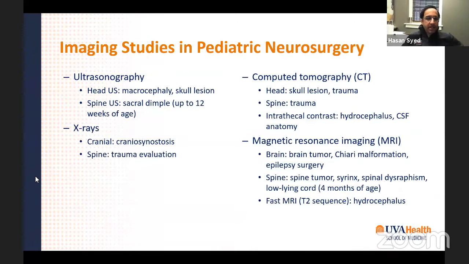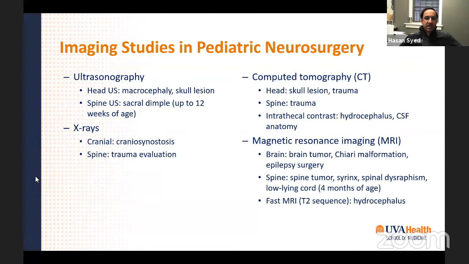So moving on, in terms of imaging studies in pediatric neurosurgery, all these imaging studies do have their place. Ultrasound is used frequently as well. It really provides an opportunity to evaluate neonates for IVH and ventricular size, but it is more difficult to assess the posterior fossa. Serial ultrasounds, as we talked about, can evaluate for progression of ventriculomegaly. X-rays are important in terms of trauma evaluation, but also for cranial synostosis.